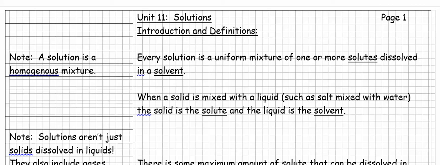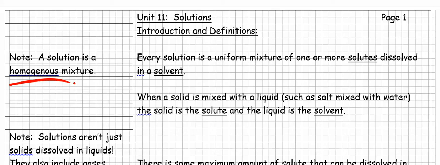Unit 11, Solutions. I want to start with a little bit in the way of introduction and some definitions. At the very beginning of the year, when we were talking about matter, we were talking about the differences between homogeneous mixtures and heterogeneous mixtures. What do we mean by a homogeneous mixture? Well, it's a mixture that's the same throughout, as opposed to a heterogeneous mixture, which is a mixture of things that are not the same throughout. As it turns out, a homogeneous mixture and a solution are the same thing. So we'll start there. A homogeneous mixture and a solution are the same.